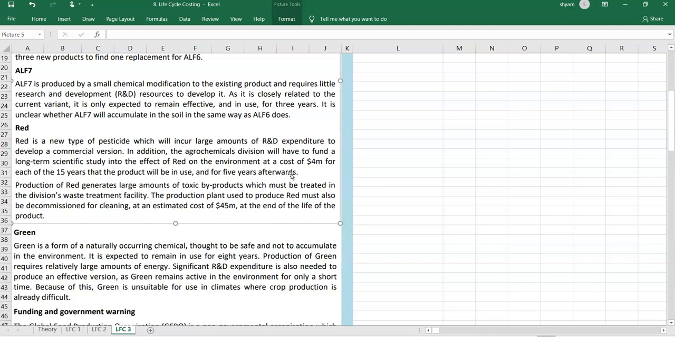So if you see here, this product is a new product, and they don't know how effective this would be. So what they say is they have to spend 4 million for each year, and this would be for 15 years of study and 5 years after it. So it's going to be 20 years of research and 4 million for each year. So totally it comes to 20 years into 4 million, 80 million of cost comes into play here.